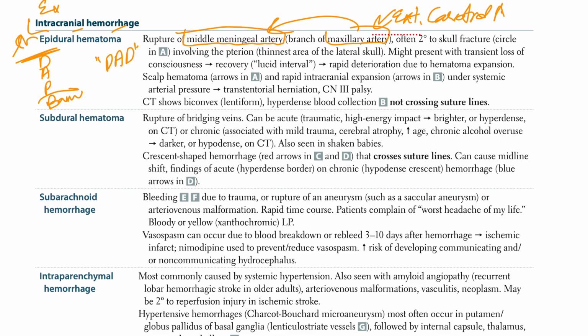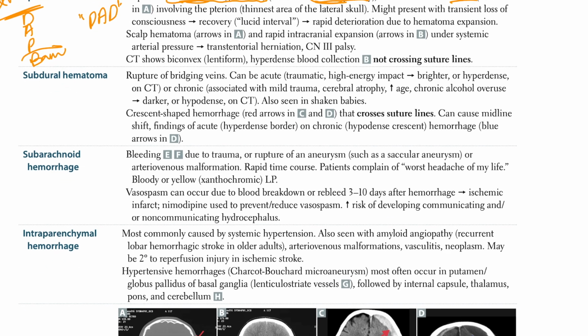So external carotid gives rise to maxillary, which gives rise to MMA, middle meningeal artery. High yield is injury to the middle meningeal artery and maxillary artery, often secondary to skull fractures, with a circle in A. Let's take a look at that.